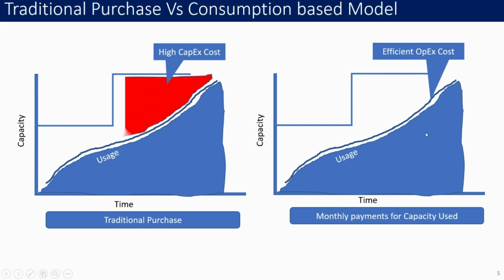If you take the consumption based model here, same time and capacity. So the usage will be something like this, and you will be paying only for the usage whatever you have done. That is, you are going to save this much amount of money compared to traditional purchase. And this makes the difference between traditional purchase and the consumption based model.